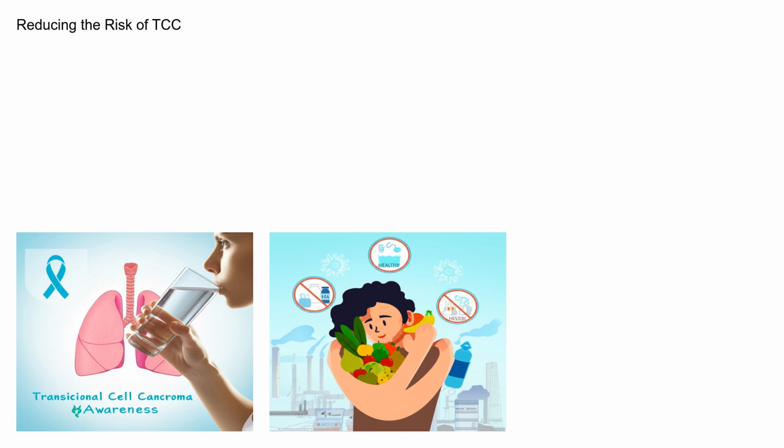While there's no guaranteed way to prevent TCC, there are several steps you can take to reduce your risk. The most important is to quit smoking. Avoiding occupational exposure to harmful chemicals is also crucial. Maintaining a healthy lifestyle, including a balanced diet and regular exercise, can support overall health and potentially reduce the risk of cancer. Staying well hydrated can help flush out potential carcinogens from the bladder. If you have a history of recurrent urinary tract infections or bladder stones, seek prompt medical attention to address these conditions and prevent chronic bladder irritation.